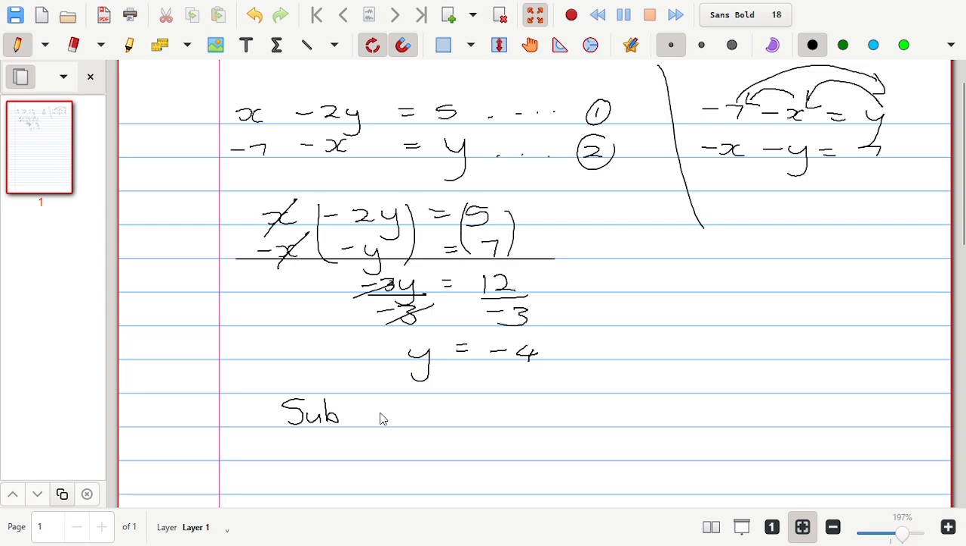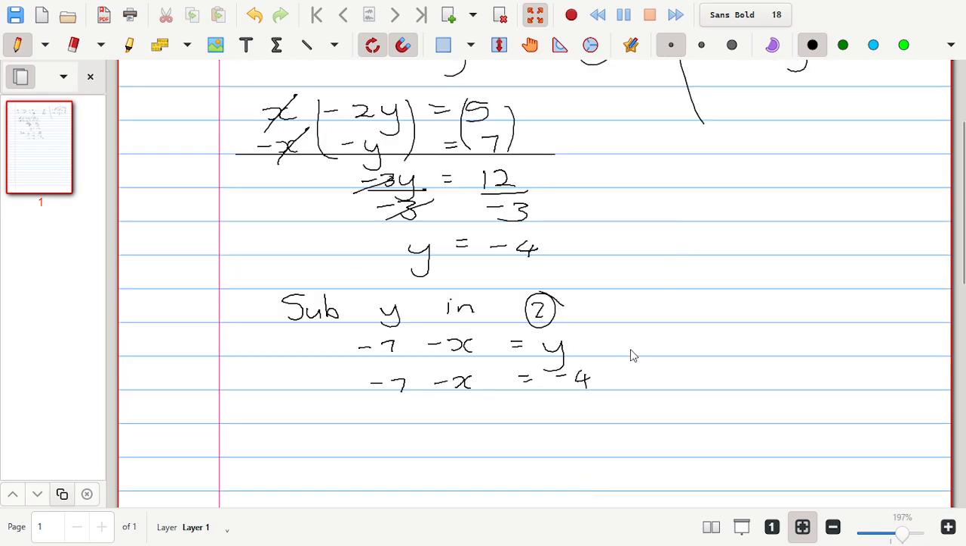Now that we have y, we could choose to substitute y into any of the two equations. I'm going to choose to substitute y into equation 2 because it seems simpler seeing that equation 2 already has equals to y. I don't need to do any division or anything. So, minus 7 minus x is equal to y. Then minus 7 minus x is equal to minus 4. From here, I can simply just solve for x. So I'm going to take the minus 4 over, and I'm going to take the minus x over. So minus 7 plus 4 is equal to x. Minus 7 plus 4, that's going to give us minus 3, so the value of x is minus 3. So y is equal to minus 4, x is equal to minus 3.